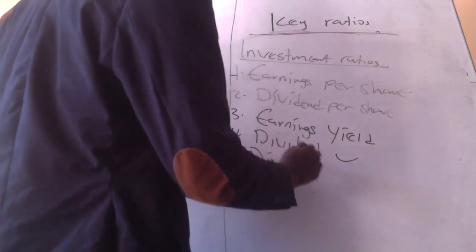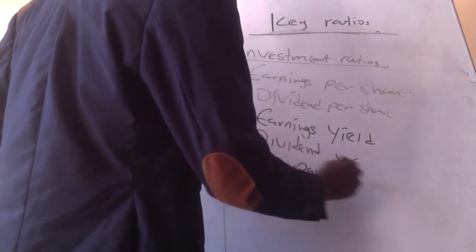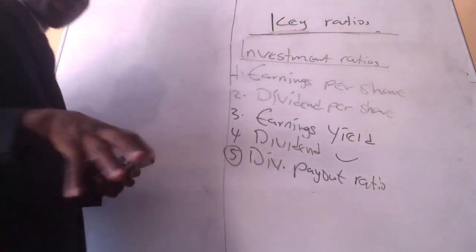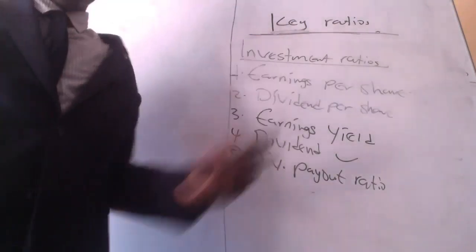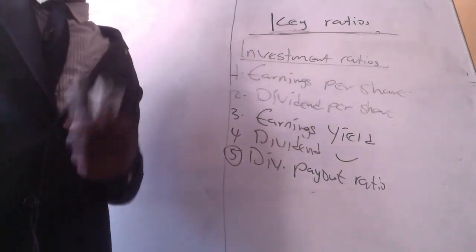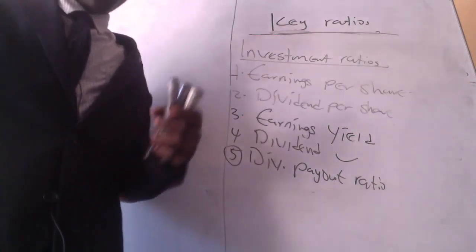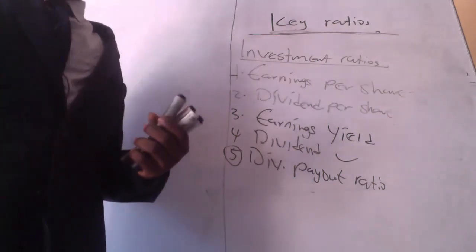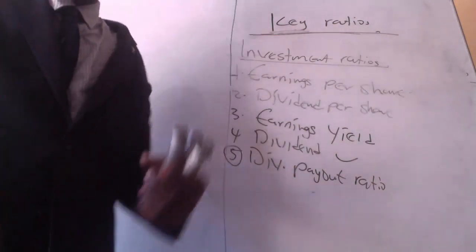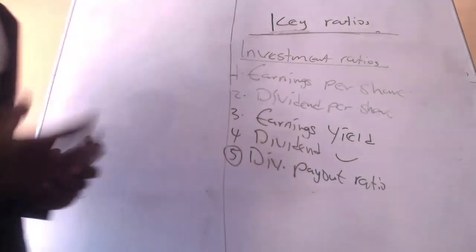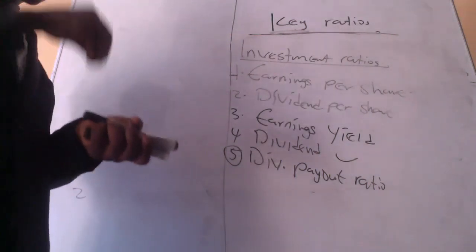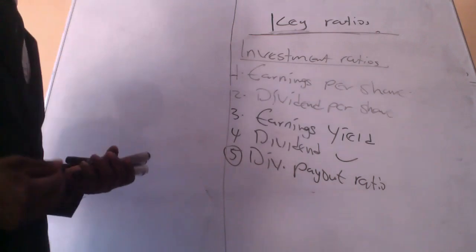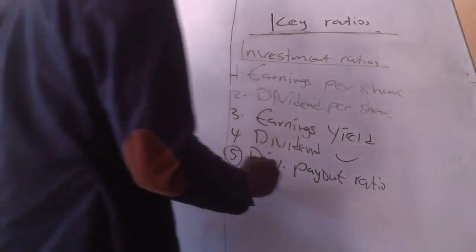Dividend payout ratio. Here, it is a proportion of what? It just measures the proportion of the earnings that you obtained during the year that is distributed as what? A dividend. So part of your earnings that you are distributing as dividend to the owners. That's a payout ratio. So out of the total profit after tax, what percentage are you declaring as dividend?